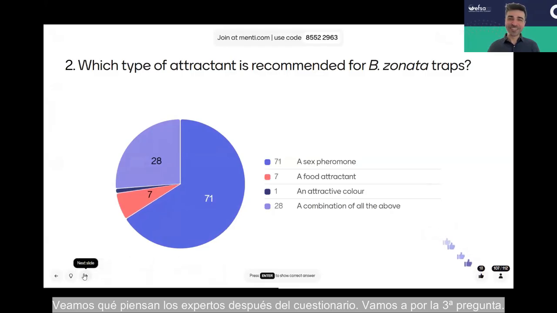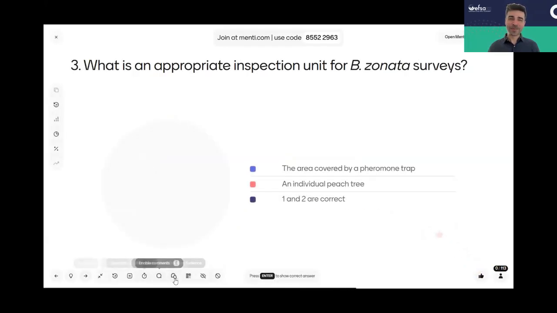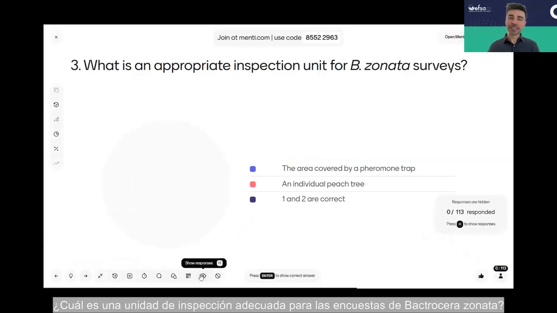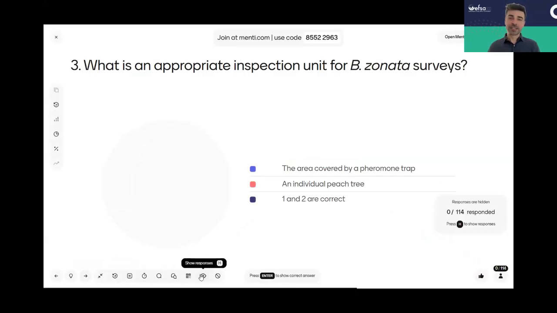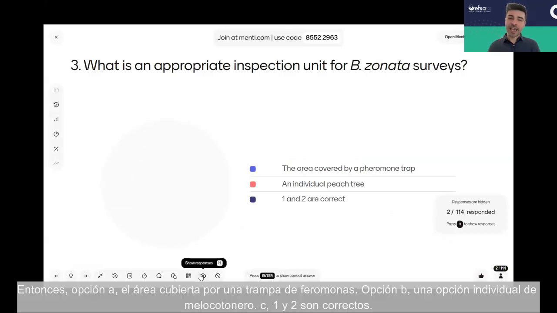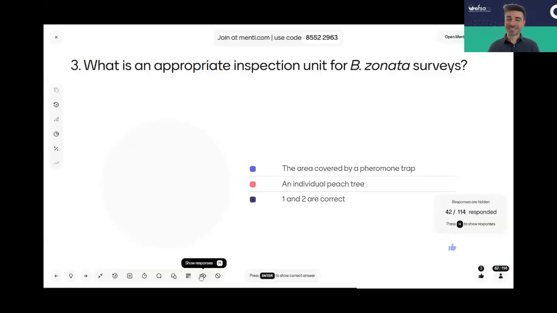Let's go for the third question. What is an appropriate inspection unit for Bactrocera zonata surveys? Option A, the area covered by a pheromone trap. Option B, an individual peach tree. Option C, 1 and 2 are correct.